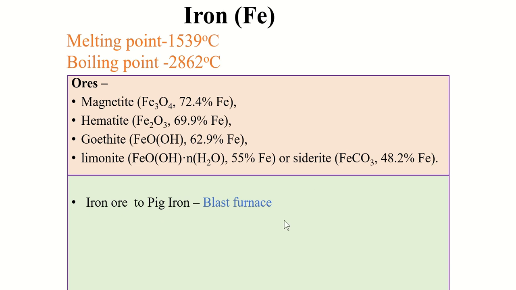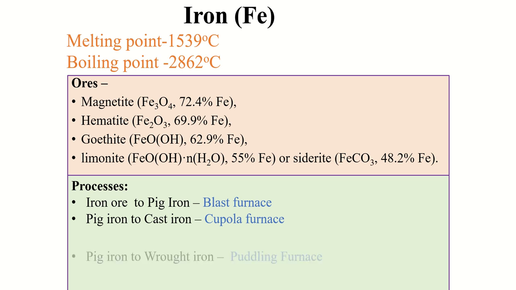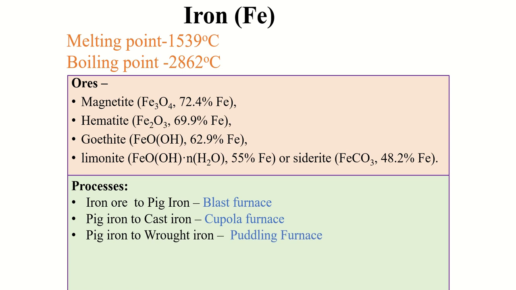There are two types of reductions that can be done to produce iron. In the DRI process, the iron ore is directly reduced into iron, which is called sponge iron. In the blast furnace, indirect reduction of iron occurs by using carbon monoxide. Pig iron is converted to cast iron by using the cupola furnace. Pig iron is converted into wrought iron using puddling furnaces.